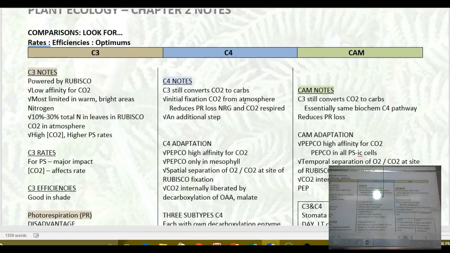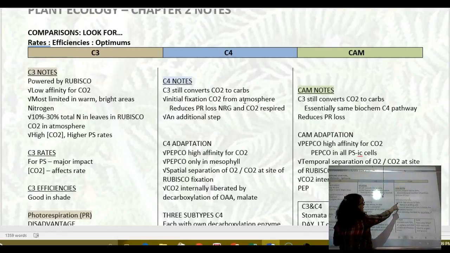The C4 adaptations to this: PEPCO has a high affinity for CO2, where we already know that Rubisco has a low affinity for CO2. It's found only in the mesophyll. It's a spatial adaptation, an anatomical adaptation, keeping oxygen and CO2 ratios at the site of Rubisco fixation. You want oxygen to be low, CO2 high. CO2 internally liberated by decarboxylation of OAA or malate, depending on the enzyme involved.